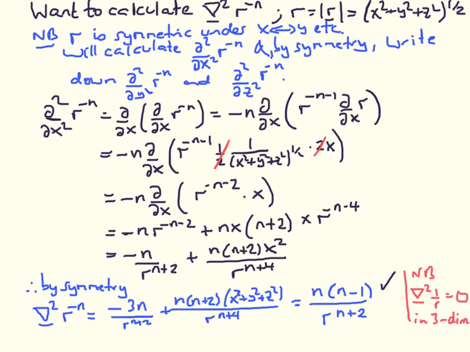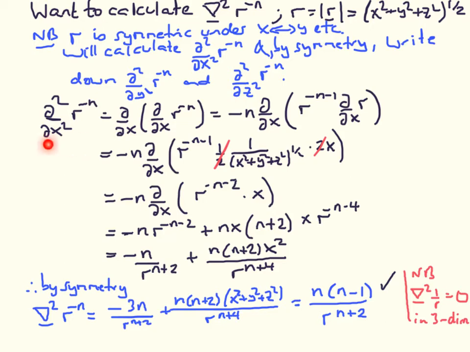first term is minus n over r to the n plus 2, and the second term is n times n plus 2 times x squared, because there are two powers of x, and divided by r to the n plus 4. And if you're happy using dimensional analysis, you will see that these two terms have the same dimension, so n is just a number, and this is a length to the n plus 2 on the bottom. Here we have a length squared over a length to the n plus 4. So overall, both of these terms have got dimensions of 1 over length to the n plus 2.